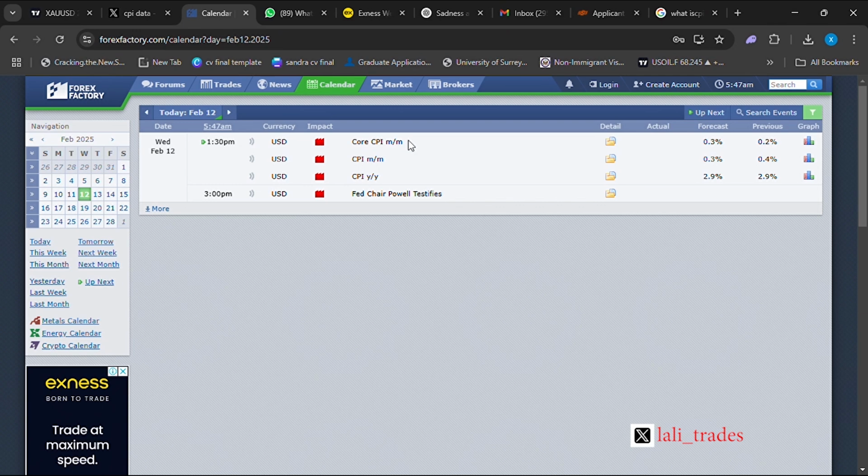CPI is the short form of Consumer Price Index, and it determines the rate of change in the prices of goods and services relative to another period of time. So here it's been divided into the month on month and then the year on year. The month on month CPI measures the change in prices of goods and services over two different months, right? So here will be between January 2025 and then February 2025. And then here the year on year will be between February 2024 and then February 2025.